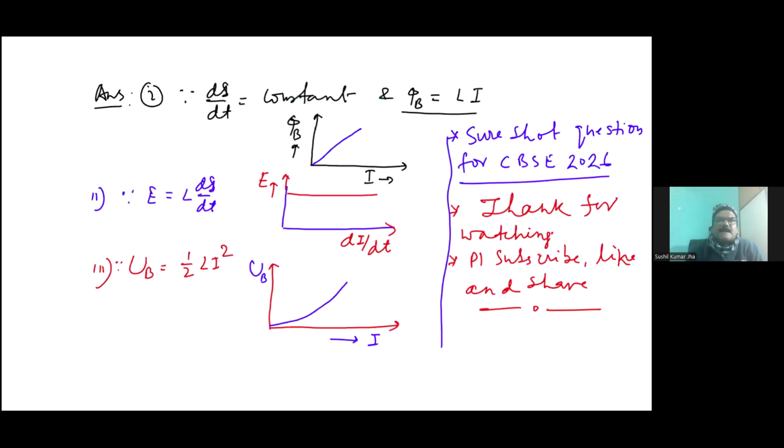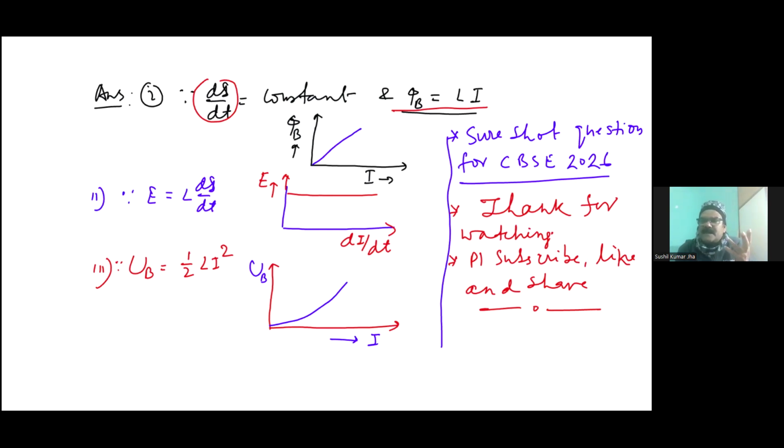Since di by dt, rate of change of current is constant, it is given in the question that the current is changing continuously. And we have also formula flux phi is L into I. So phi is directly proportional to I. Thus we get the line, which is a straight line for the flux versus current. Second one is the EMF versus di by dt. Because E is proportional to di by dt, the rate of change of current.